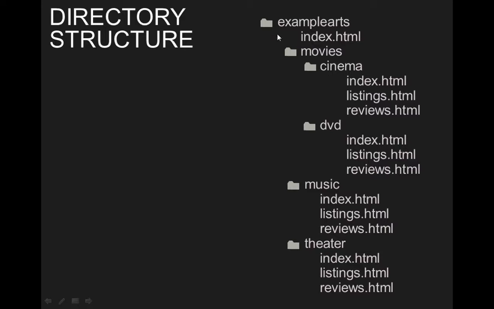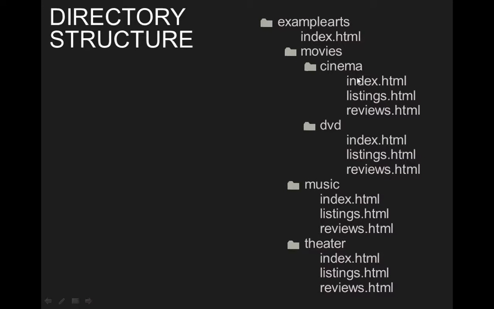For example, in here you see this is indented, so you can see the directory structure. Example arts is the main directory. Within this, there is an index.html page, and there's also a movies directory within the example arts directory. But this movies directory and index.html are at the same level. Something to keep in mind is that there is a cinema directory within the movies directory.